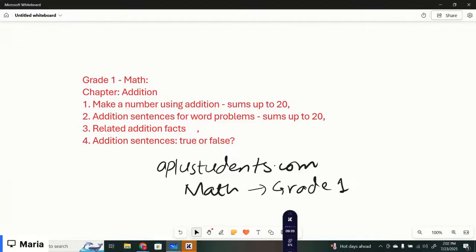The lessons we're going to cover today are make a number using addition sums up to 20, addition sentences for word problems sums up to 20, related addition facts, addition sentences. So please make sure you have your notebook and pencil so that you can note down the important examples and definitions as well.